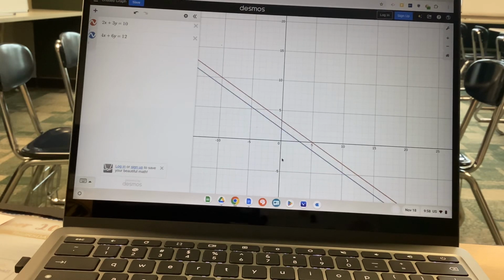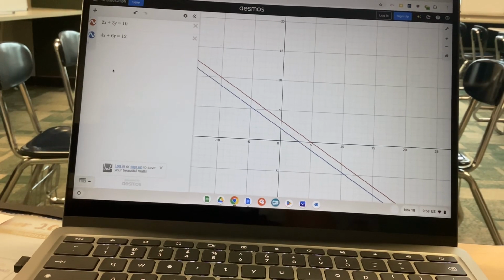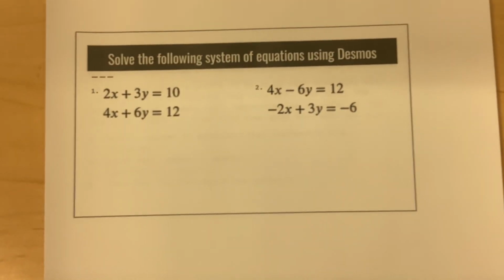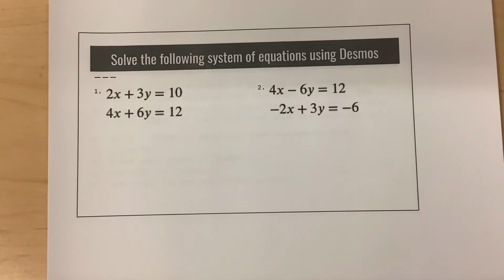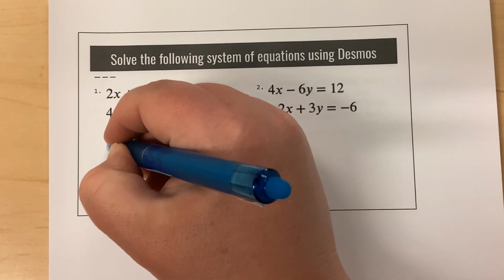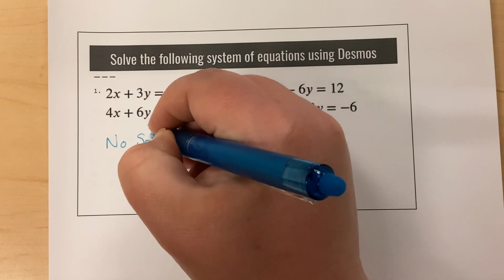So remember, if something's going to be parallel, it means that their slopes are going to be the same. If I had subtracted 2x this way, I would then divide by 3, which would give me a negative 2/3 slope. Similarly, if I subtract 4x and then divide by 6, I get negative 4 over 6, which is the same as negative 2/3. So it's true that this system is parallel, which therefore means there is no solution. So coming back to the paper here, this first problem has no solution.